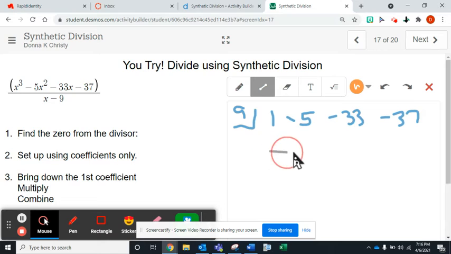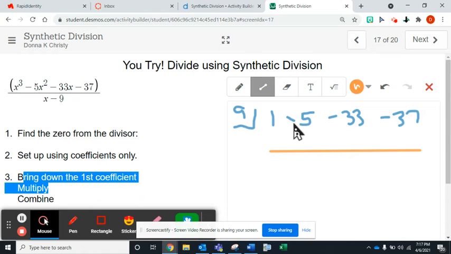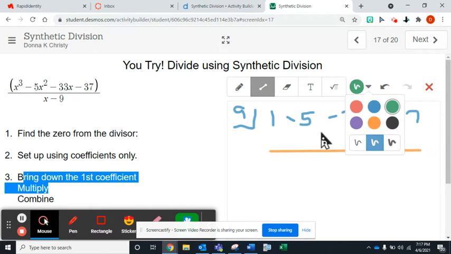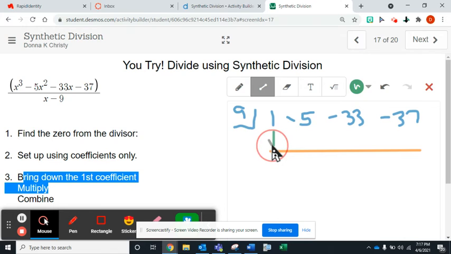All right, now. So we get 9 from this, the opposite. That goes on the little shelf. I call it a little shelf. Then we put the coefficients, 1, -5, -33, and -37, all in a line. Then we bring down the first coefficient. So we're going to bring that bad boy down. So that's going to be 1. Please don't forget to do that.